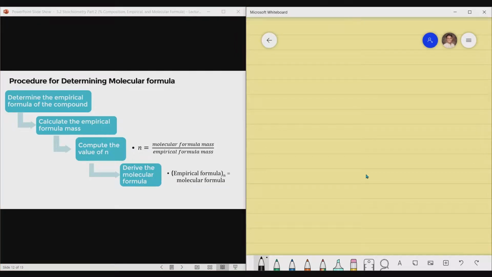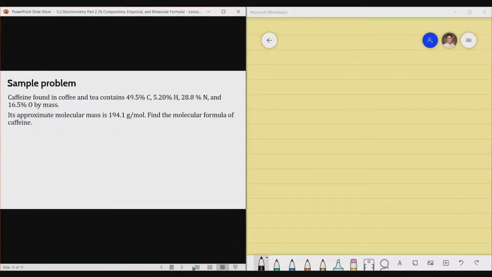All right, let me give an example. Caffeine, found in coffee and tea, contains 49.5% carbon, 5.20% hydrogen, 28.8% nitrogen, and 16.5% oxygen by mass. Its approximate molecular mass is 194.1 grams per mole. Find the molecular formula of caffeine. Step 1: determine the empirical formula of the compound. That simply means doing all the procedures for computing the empirical formula. Let me start with this one.